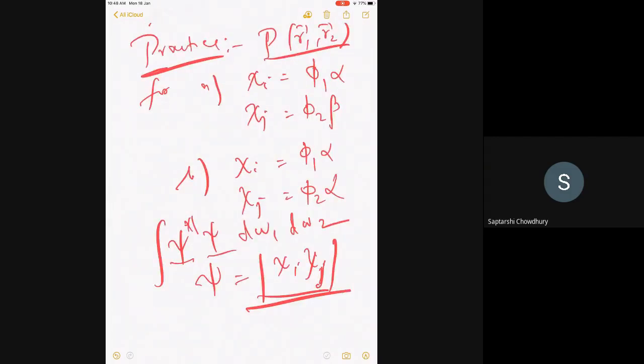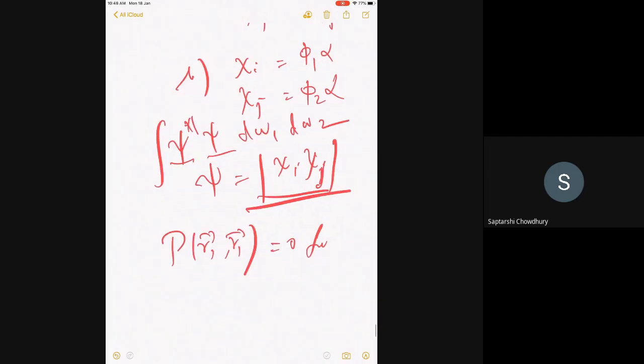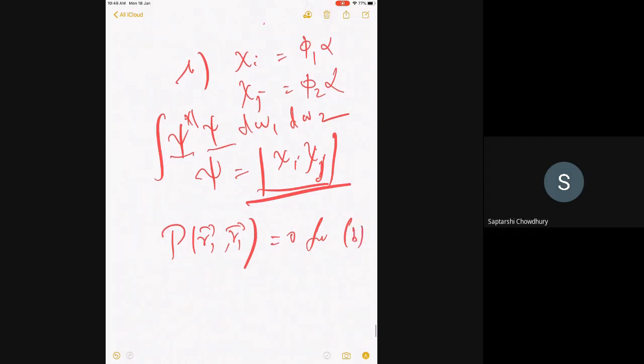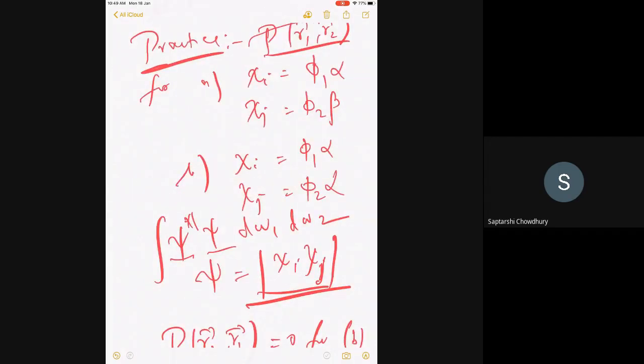So practice calculation of P(R1, R2), and then see what happens to P(R1, R1). Please see that it is 0 for case B and non-zero for case A. Case A is the antiparallel spin.